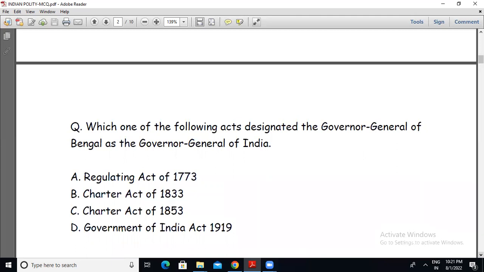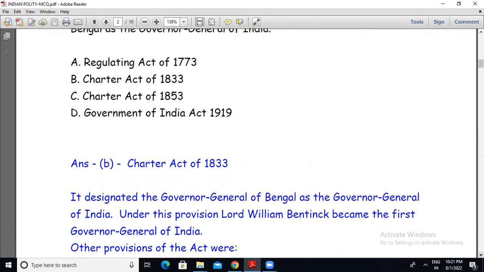First one is Regulating Act of 1773. Second one is Charter Act of 1833. Charter Act of 1853. Government of India Act 1909. The answer will be Charter Act of 1833. So please remember that the Governor General of Bengal was designated as Governor General of India by the Charter Act of 1833.